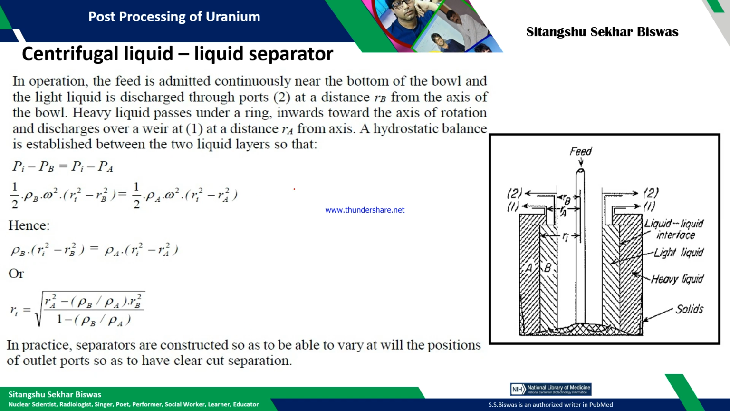Now consider the construction of the centrifuge. There is a feed through which the mixture of liquids is poured inside, and there are two ports, port 1 and port 2. The entire centrifuge is rotating at speed omega. This omega should be very high, above 5,000, even 10,000 to 15,000.